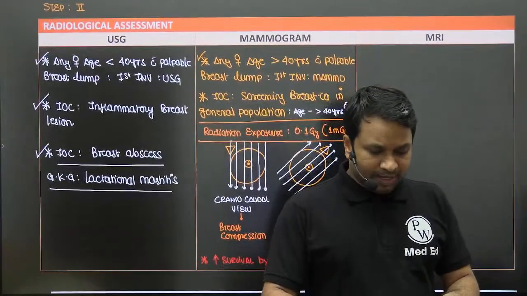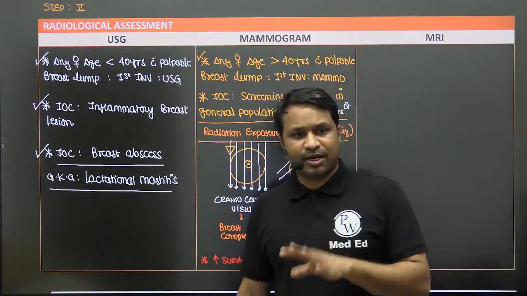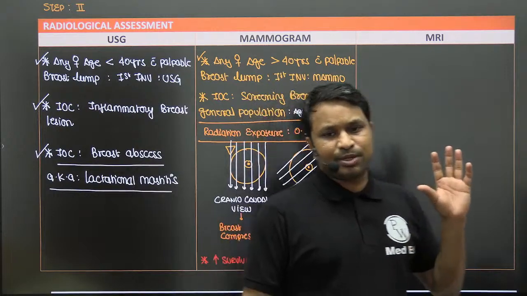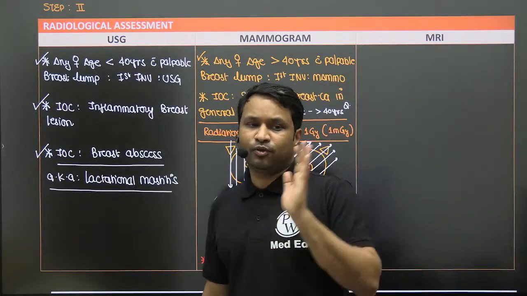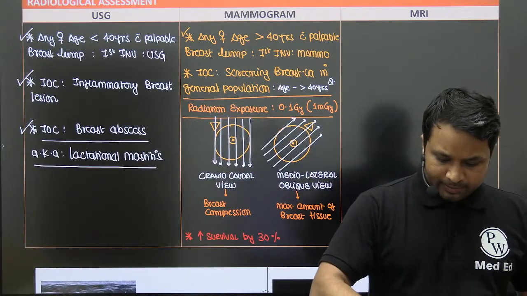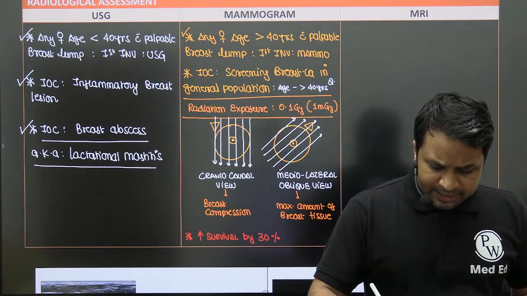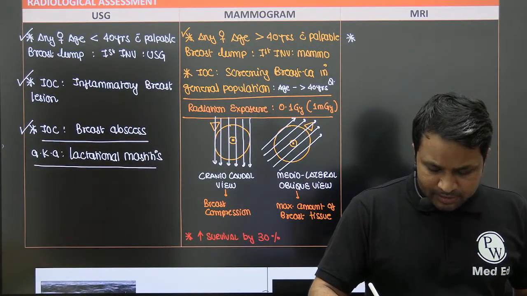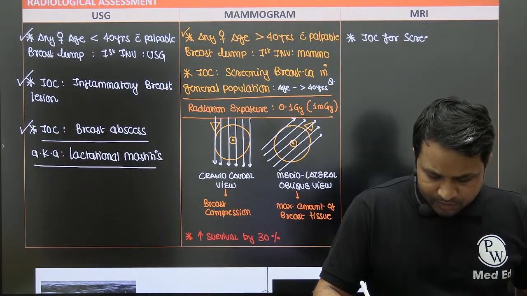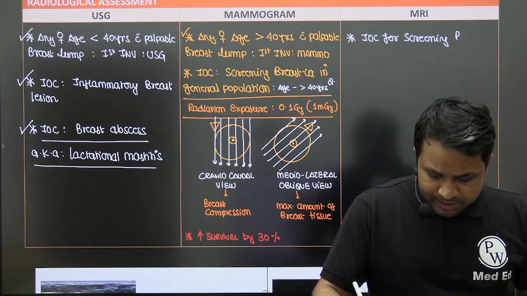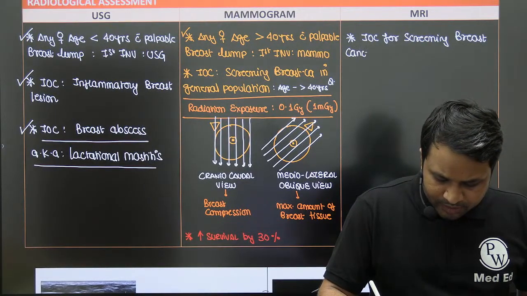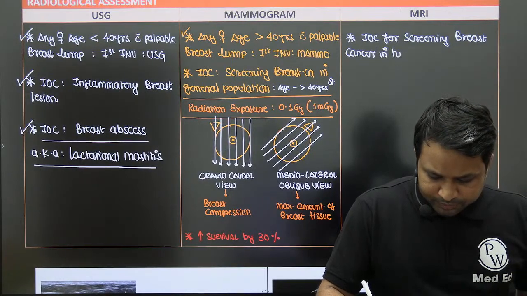So these are the important aspects with respect to mammography. Currently mammography is the investigation of choice for screening as well as for a palpable breast lump in age above 40 years. Okay? Now, when would you like to do an MRI? When you talk about MRI, the current indication is that MRI becomes the investigation of choice for screening breast cancer in the high risk population.